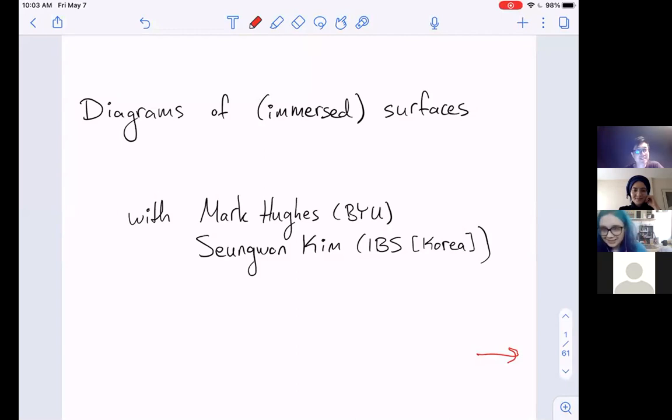Okay, so I'm going to talk about diagrams of immersed surfaces, and immersed is in parentheses because you can't really understand the immersed surfaces until you know how to draw embedded surfaces. So we'll just see how far we go.